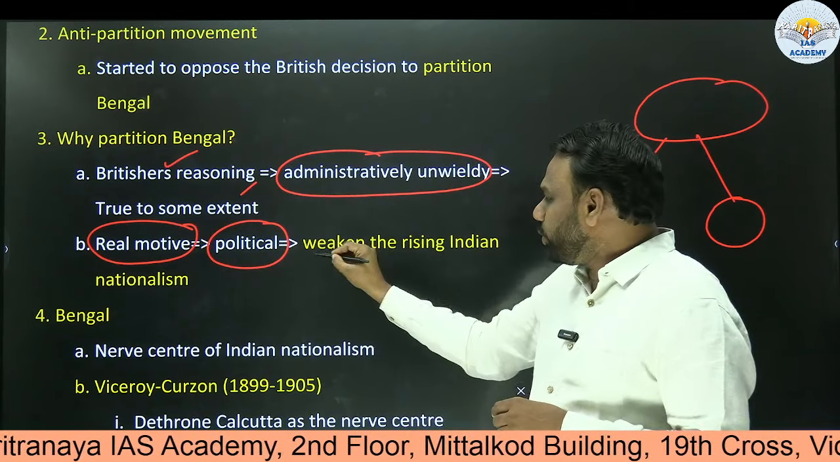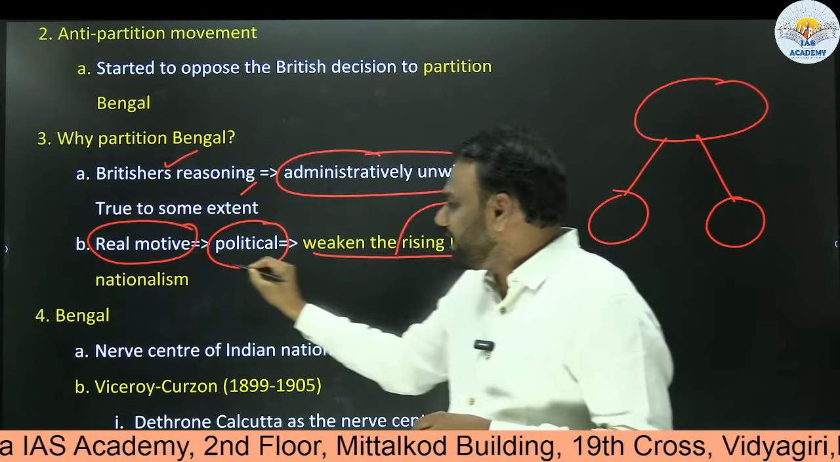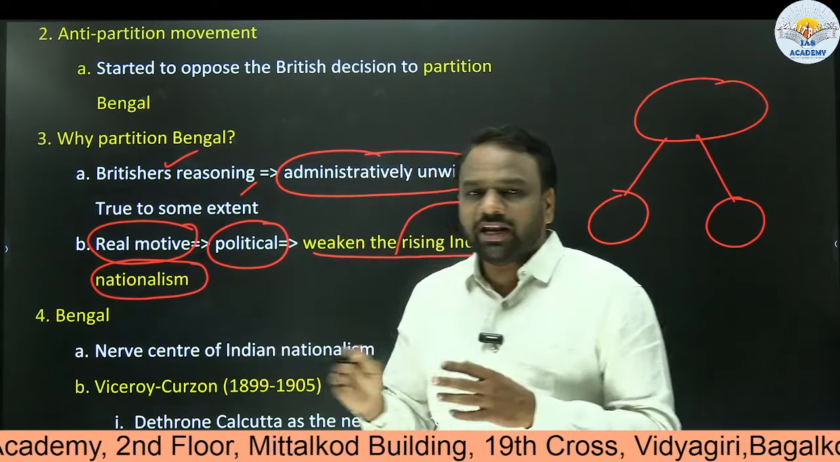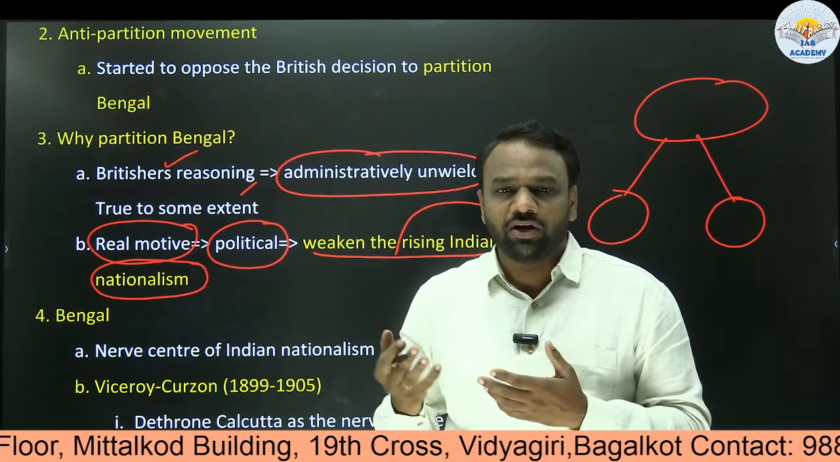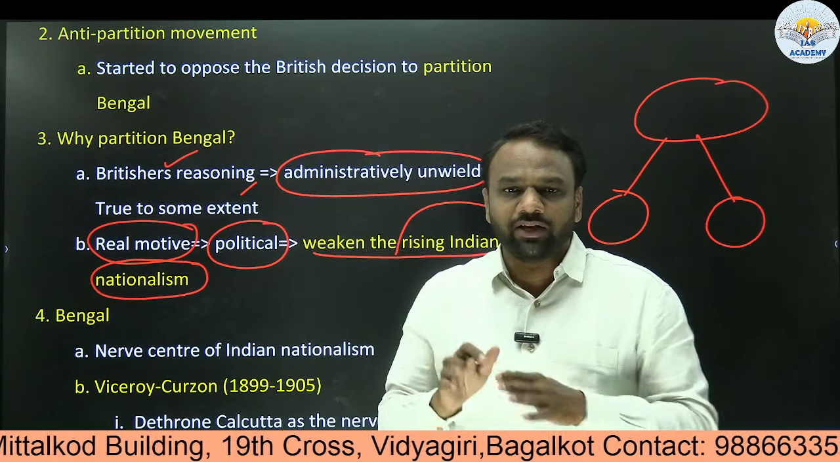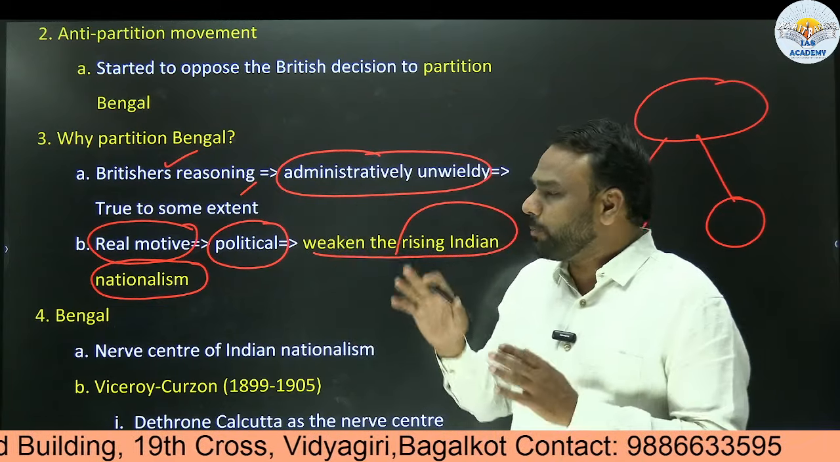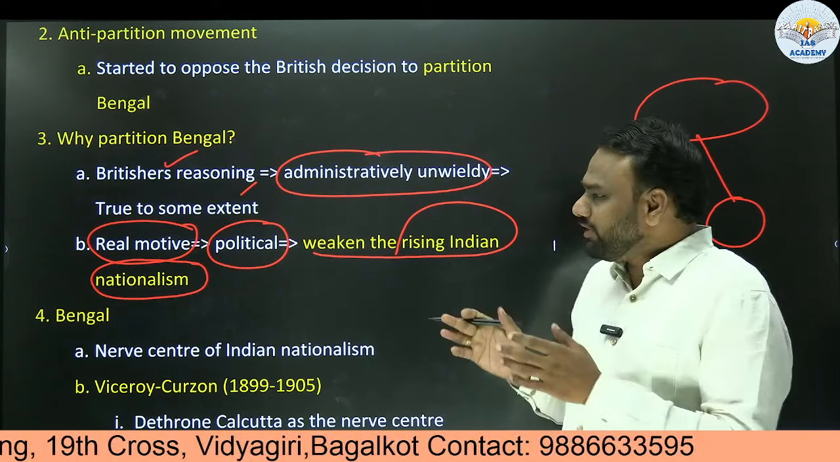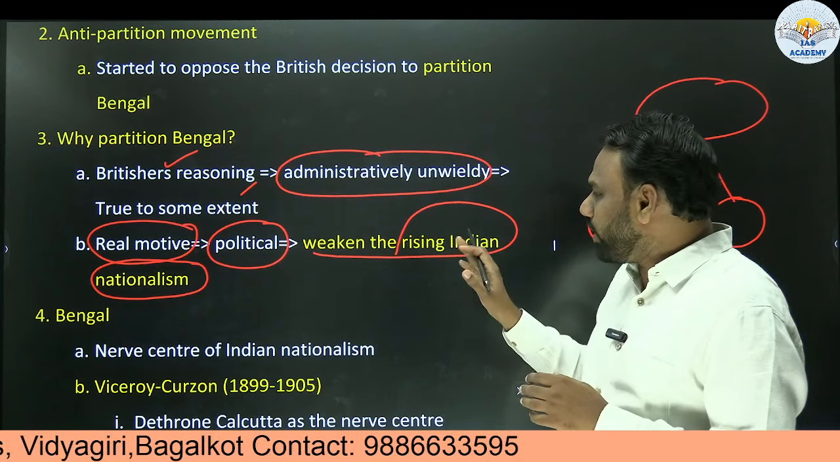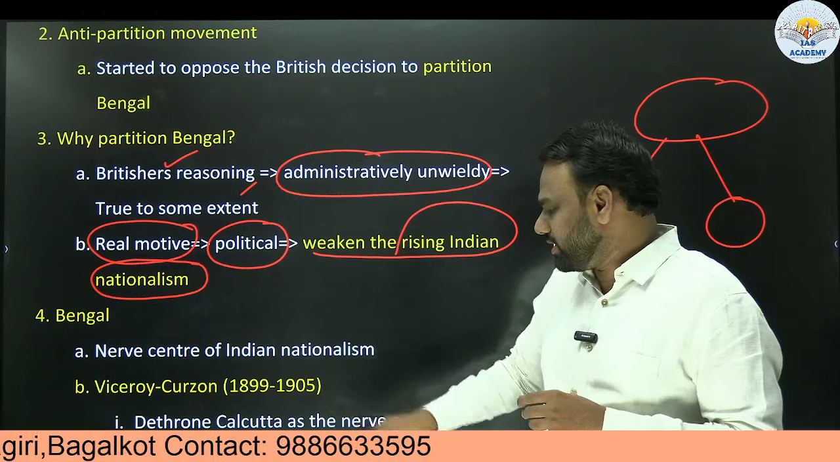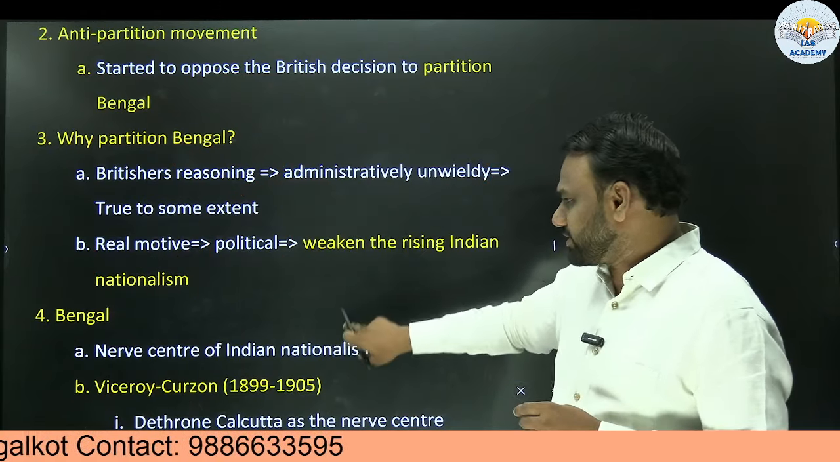They wanted to weaken the rising Indian nationalism. So Indian nationalism, or the thoughts of the nation and freedom, were growing stronger, and in order to weaken this, the Britishers planned to partition Bengal. Why did they want to partition Bengal in order to weaken this nationalism? We shall look into that later on. Okay, we shall see next.